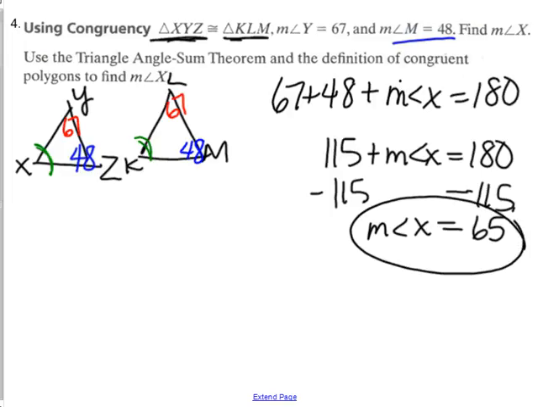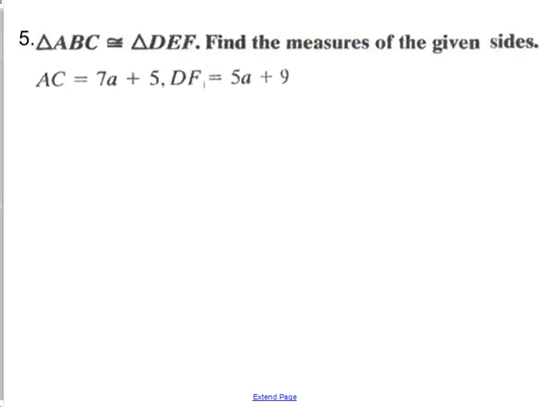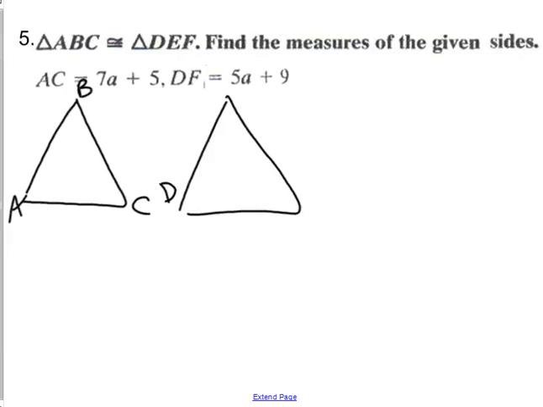And moving on. Find the measure of the given sides. Okay, well, look again. These are two congruent triangles. Let's draw them out. A, B, C. And D, E, F. Okay, AC is 7A plus 5. Okay, well, where's AC on this one? It's right here. And that's 7A plus 5.